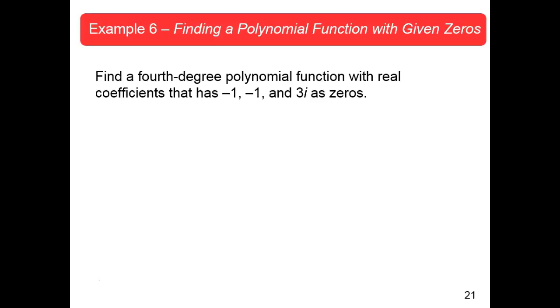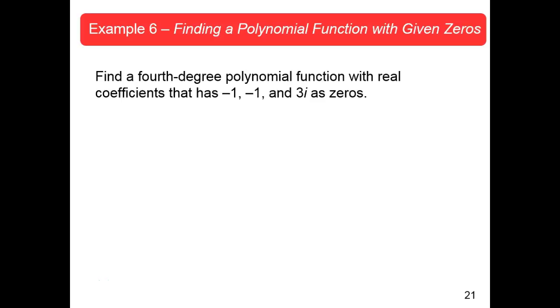Fourth degree has to have 4. Remember, integers are complex numbers. Real numbers are complex numbers. All numbers are complex numbers. Only if they have i in them do they have imaginary parts. So we've got 3 zeros. Do we know what the fourth one is?